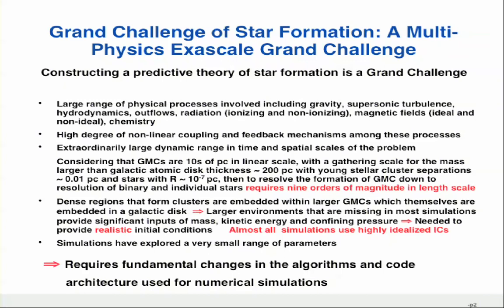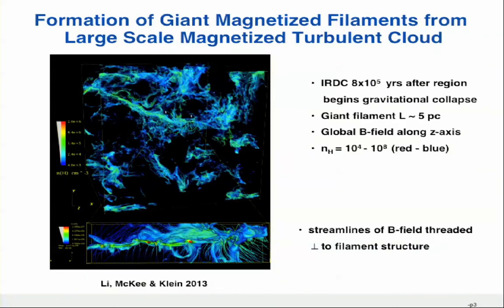So to get to exascale, and clearly this is an exascale-worthy grand challenge, we have to have fundamental changes in both the algorithms and the code architecture to even use an exascale architecture. Let me start with a recent simulation, a paper we're about to publish with Pak-Shing Lee, where we start at several parsecs. This is a highly magnetized, supersonically turbulent cloud, and this is showing the collapse of that cloud about 800,000 years after it begins its collapse.